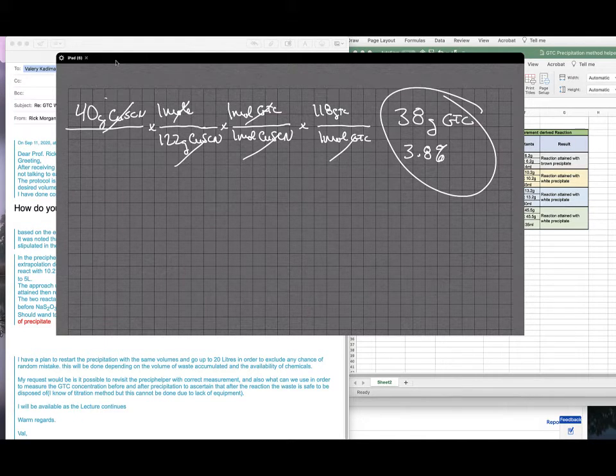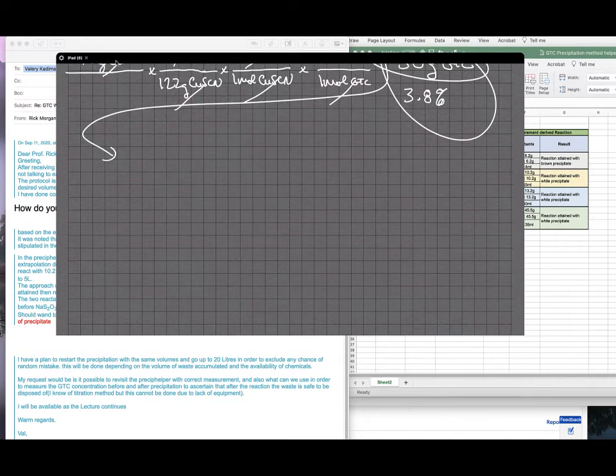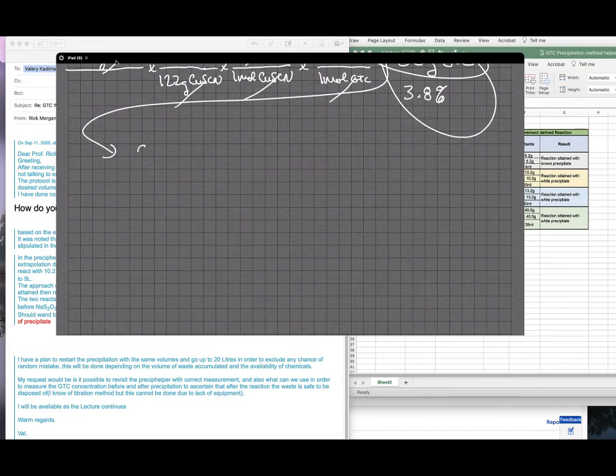3.8%. Now, if that's true, then 38 grams per liter of GTC, divided by 118, is about 0.33 moles per liter of GTC. Now that reaction just happens to be a 1-to-1 molar ratio for both the copper sulfate and the sodium thiosulfate.